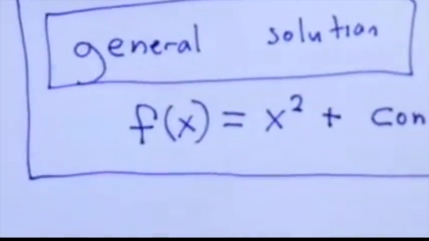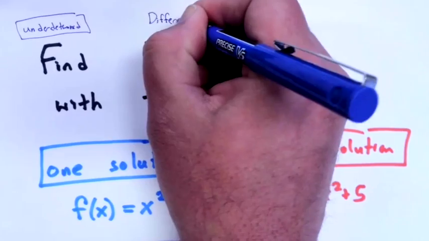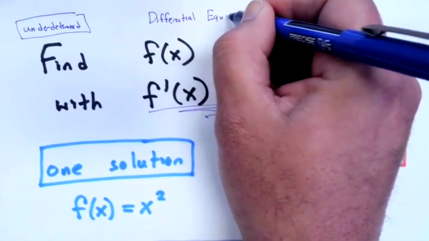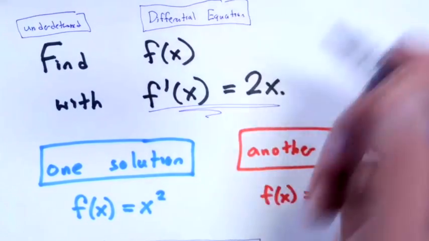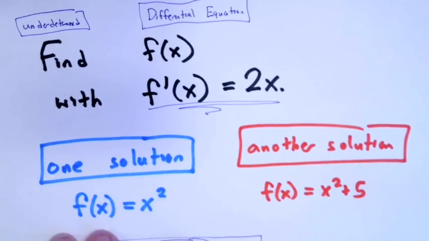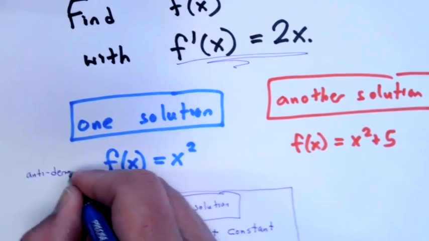So x squared plus any number will satisfy this. This is called a differential equation because derivatives measure the difference between things. Derivatives measure change. So this is a special type of functional description where I know the derivative. And this f of x equals x squared is called an antiderivative for 2x.